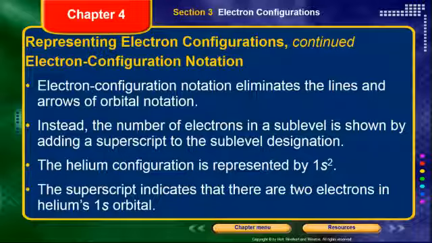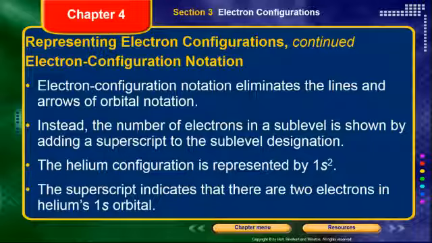All right, electron configuration notation. Electron configuration notation eliminates the lines and arrows of orbital notation. Instead, the number of electrons in a sublevel is shown by adding a superscript to the sublevel designation. A superscript, like an exponent. So the helium configuration is represented by 1s2.